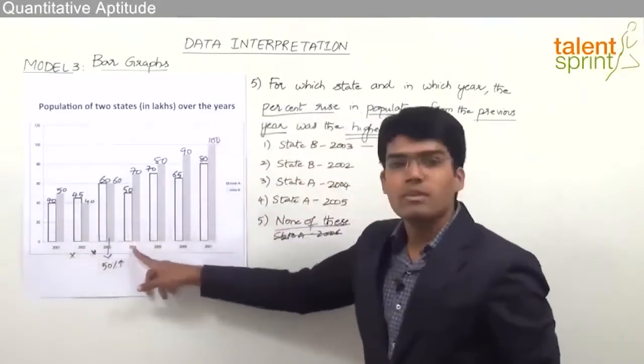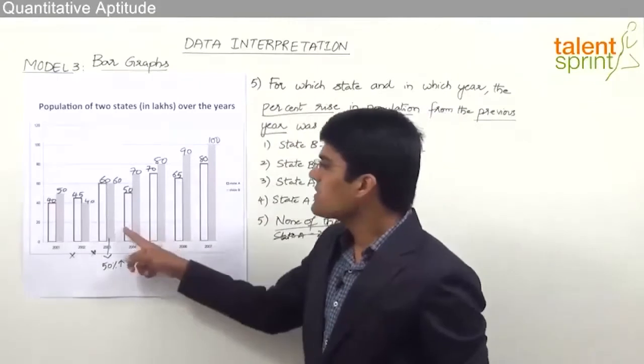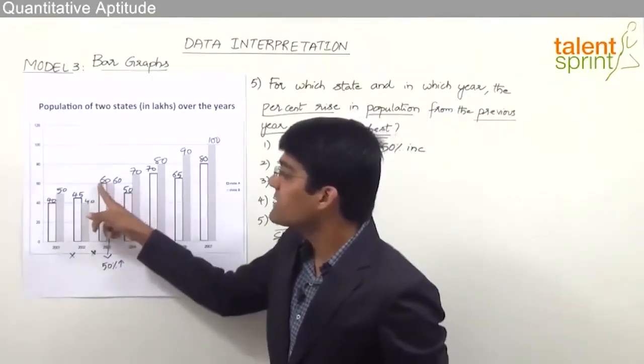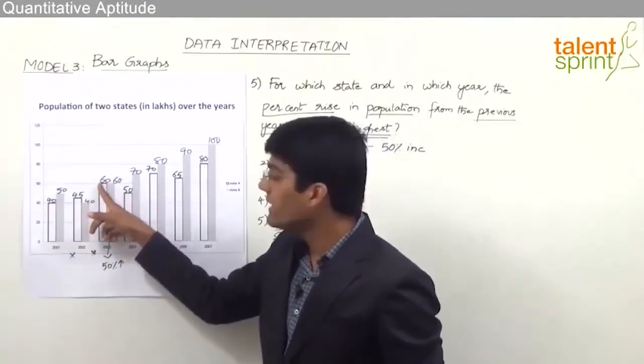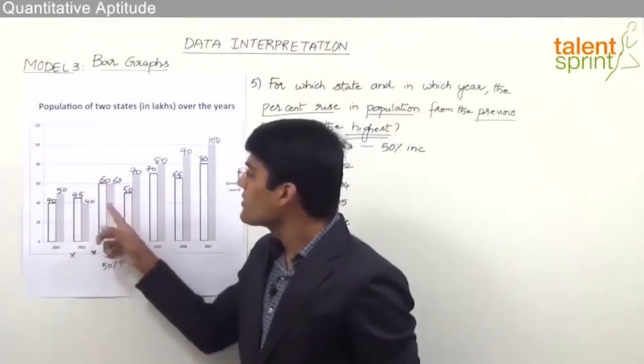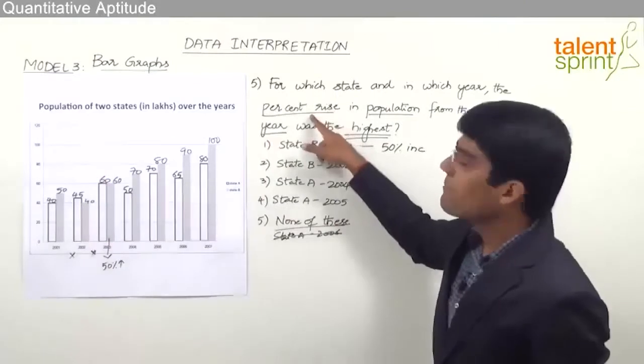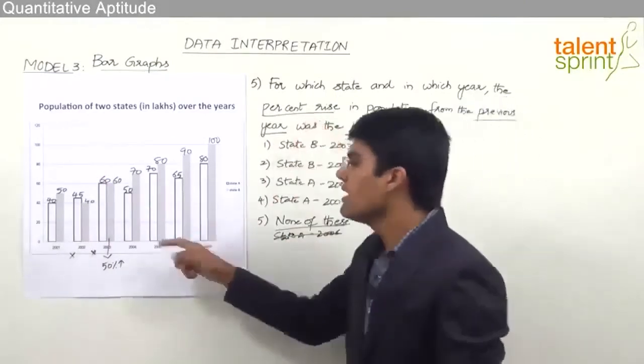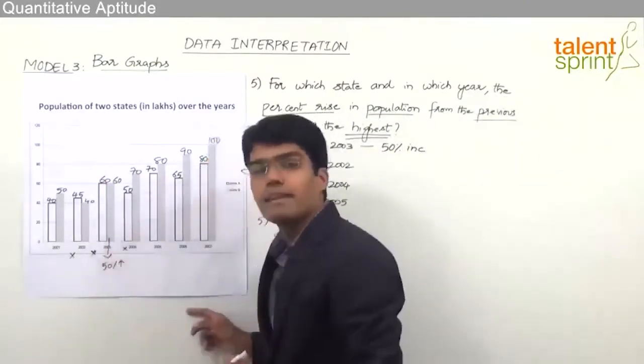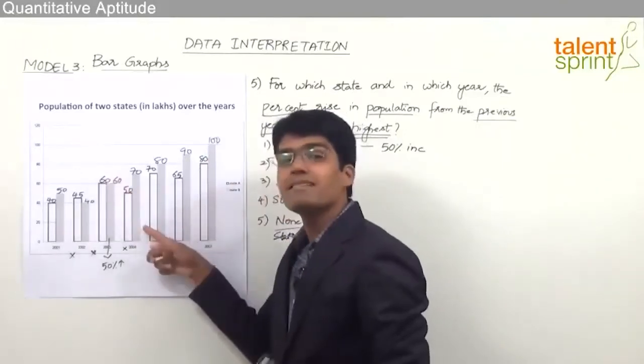Now state A in 2004. In 2004 state A is 50. Previous year it is 60. That means very clearly in 2004 the population of state A is decreasing but not increasing. And here we are supposed to find out percentage increase. So no way 2004 can be the answer for state A. Why? Because here the population is actually decreasing but not increasing.